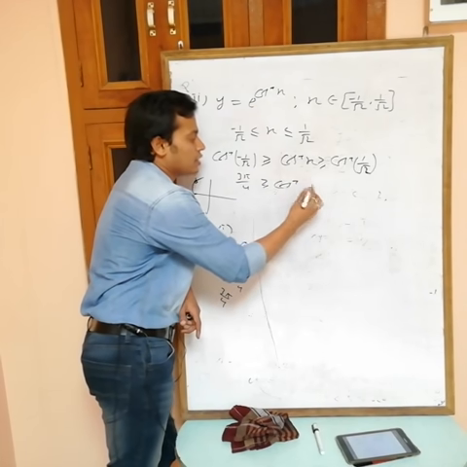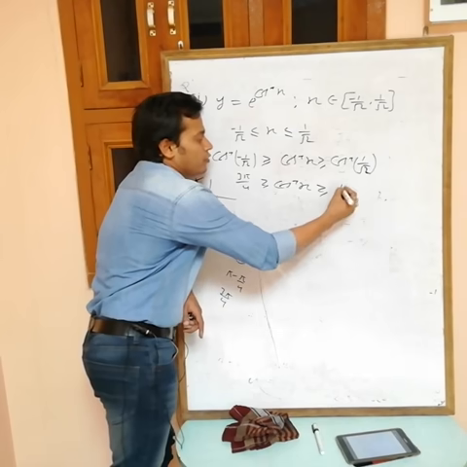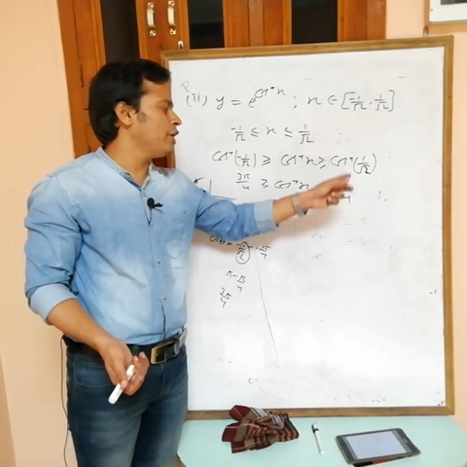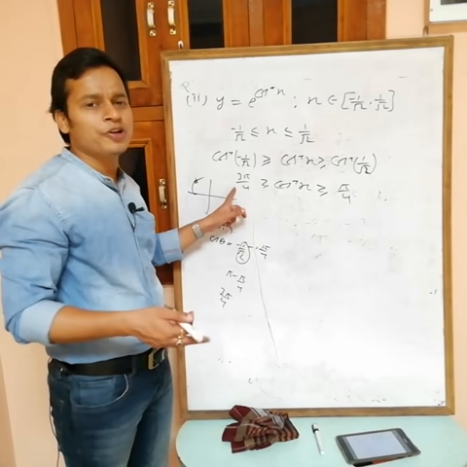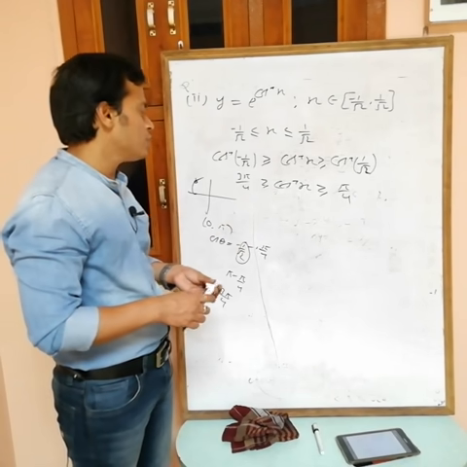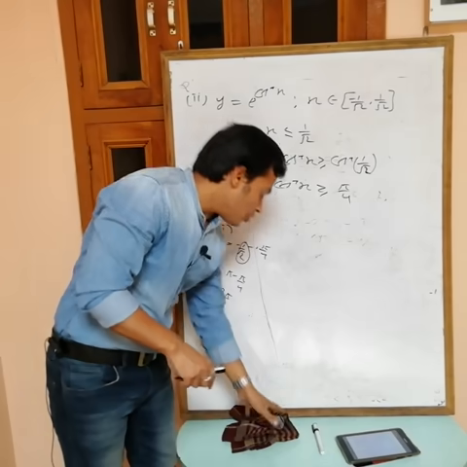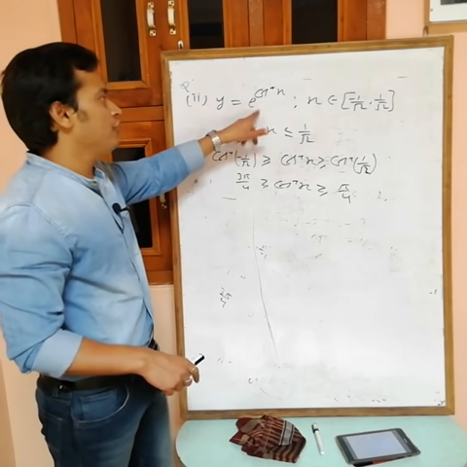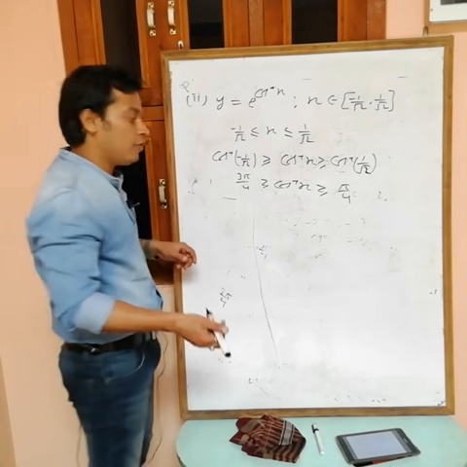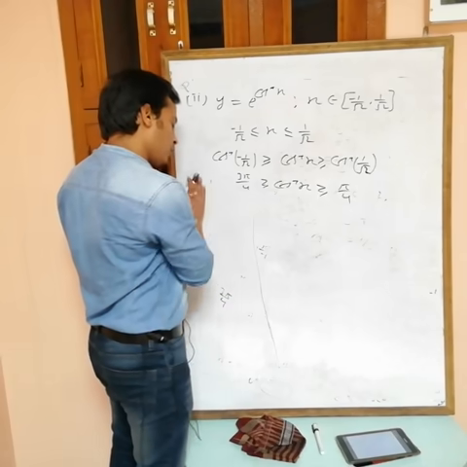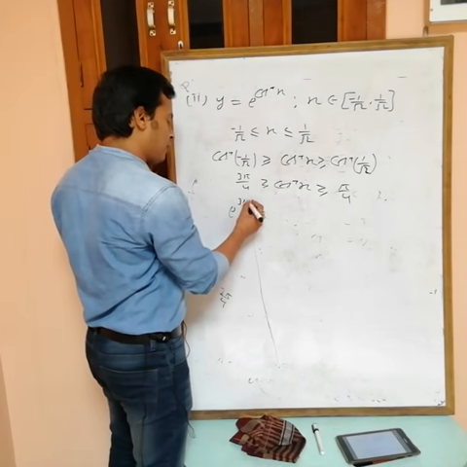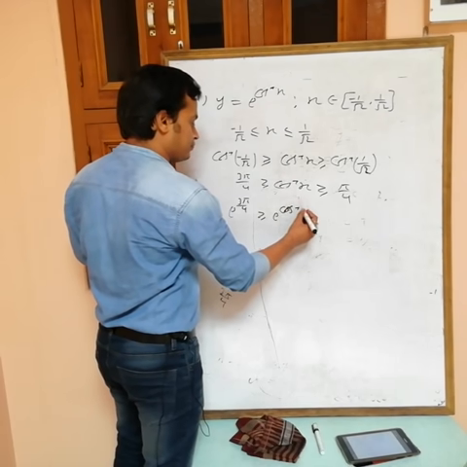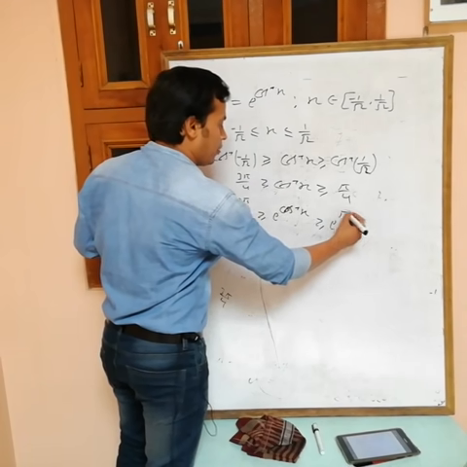Cos inverse of 1 by root 2 is pi by 4. Cos pi by 4 is 1 by root 2, so cos inverse 1 by root 2 is pi by 4. Cos 3 pi by 4 is minus 1 by root 2, so cos inverse minus 1 by root 2 is 3 pi by 4. Now take e power. We don't want the value of cos inverse, we want the value of e power cos inverse. So take e power on all sides: e power 3 pi by 4, e power cos inverse x, and e power pi by 4.